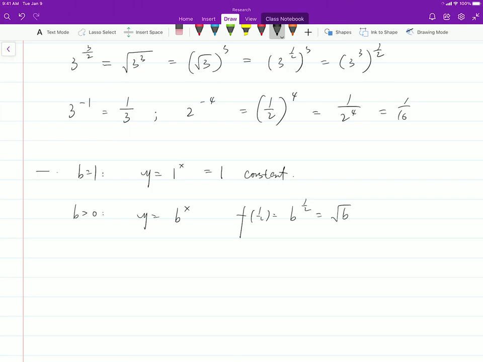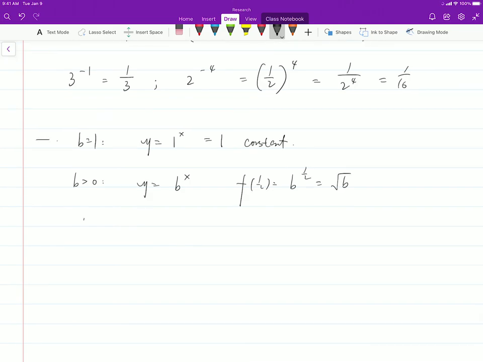Which means the square root. Now recall what you know about square root. Can you take the square root of a negative 3 or anything negative? Well, if you're only thinking about real numbers, it's impossible. So you cannot take the square root of anything which is negative.